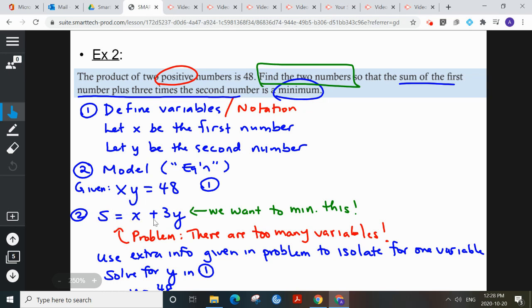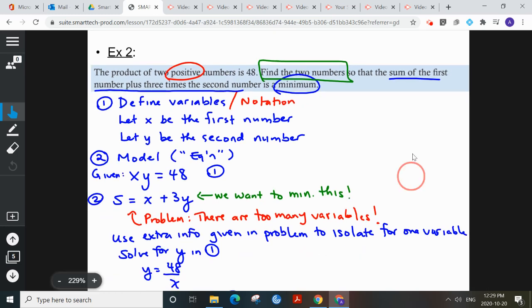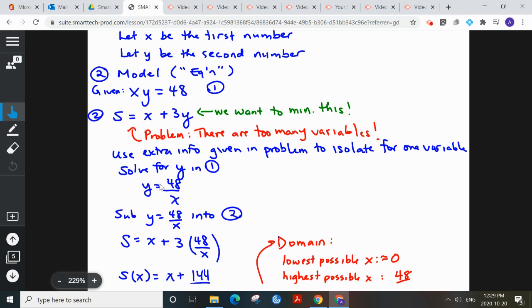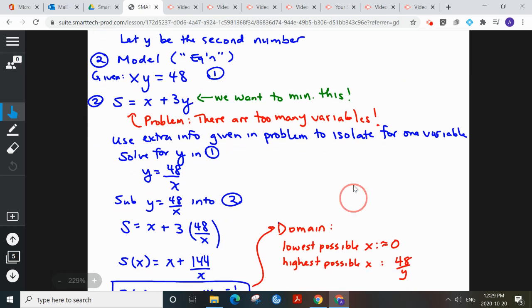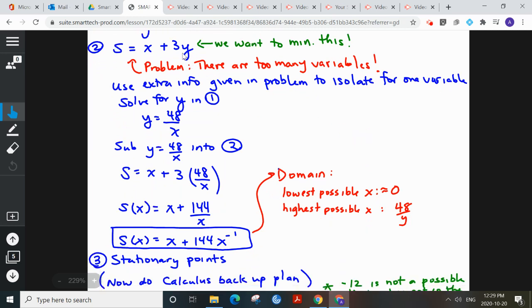But the problem is I can't minimize or maximize this because it has two variables. This is one of the things we're told. This is the other equation that we're told: the sum of the first number plus 3 times the second number is a minimum. This is the one we want to minimize, but again, it's in two variables. So we have to use this extra information to help us isolate for one variable. We're going to solve for y in the first equation. y is going to be 48 over x. I'm going to substitute that into my second equation for y. So I simplify and get s of x is x plus 144 over x.